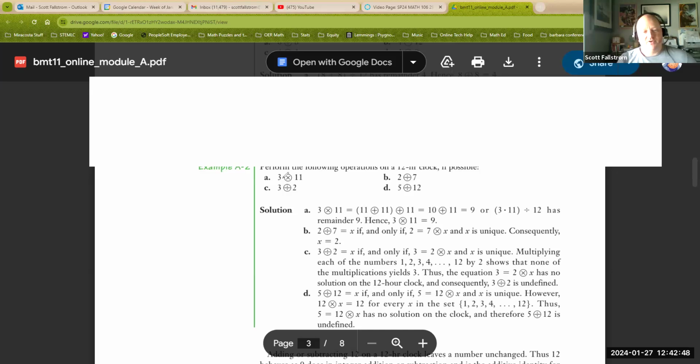So let's say that we want to do, okay, 3 times 11, I'm not going to stress, that's 33. And then I take off my 12. So take off 12, that gets me to 21. Take off 12, that gets me to 9. Okay, so I'd say 9 o'clock.